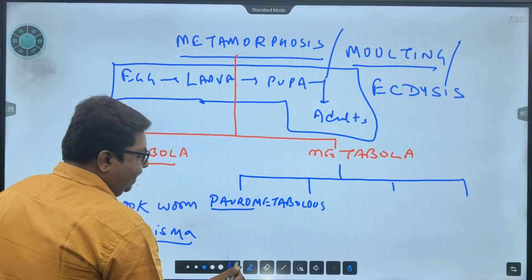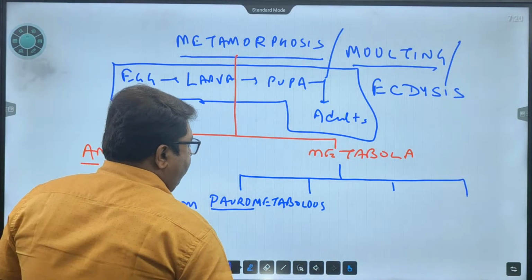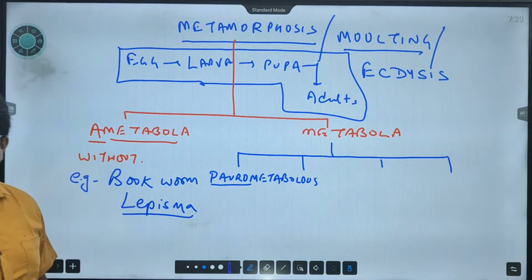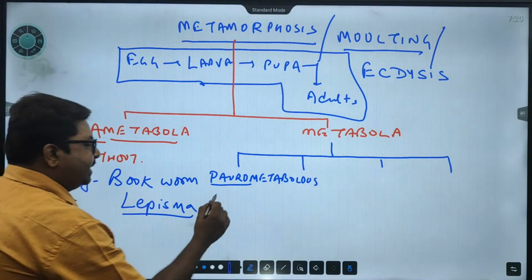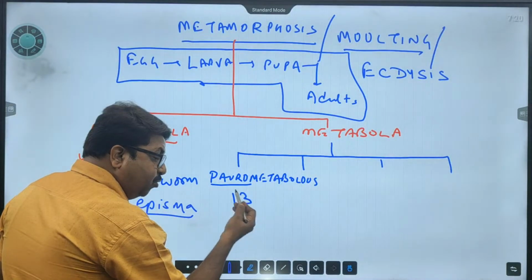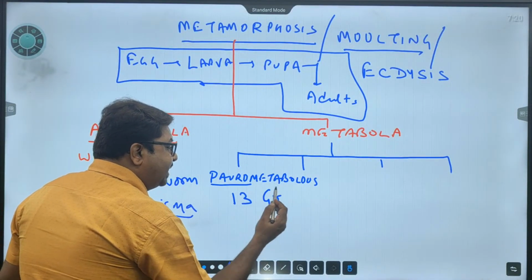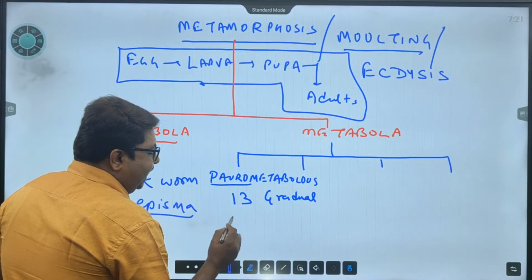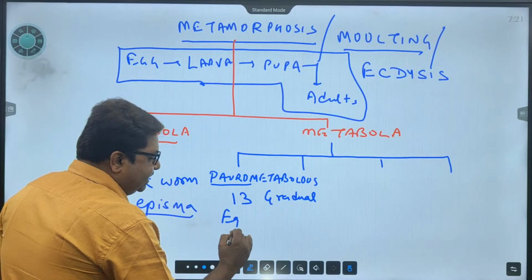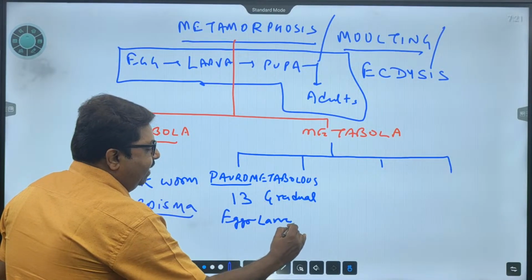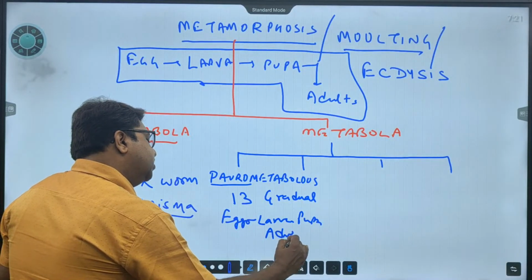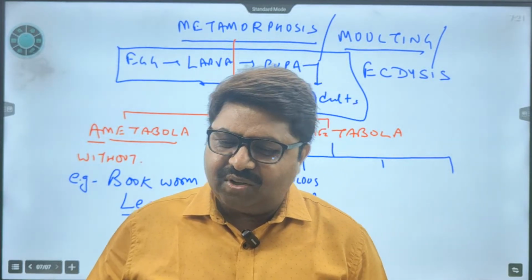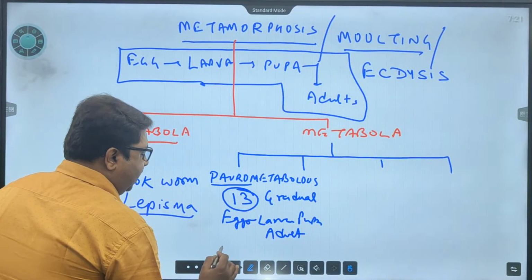What is the meaning of Pauro? It's not Paro of Devdas. Yes, Pauro. What is Pauro? Pauro means if there are 13, think about it, who I'm talking about? Gradual changes. 13 times if somebody molts. Gradual changes. What are the gradual changes? They have got eggs, they have got larva, they have got pupa, and they have got adults. So they are going by every other steps. Fine? So Paurometabolus. Example, 13 times molting is done by cockroach.